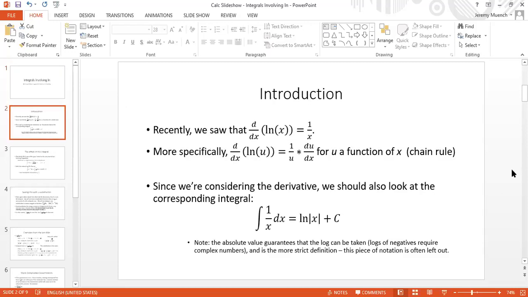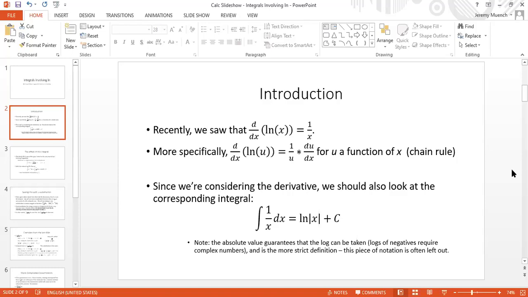A couple of lectures ago, we saw that the derivative of ln of x is 1 over x. And more specifically, when we wanted to use the chain rule, we had that the derivative of ln of some function of x was 1 over that function times the derivative of that function. Or in other words, the derivative of ln of u equals 1 over u times du dx.